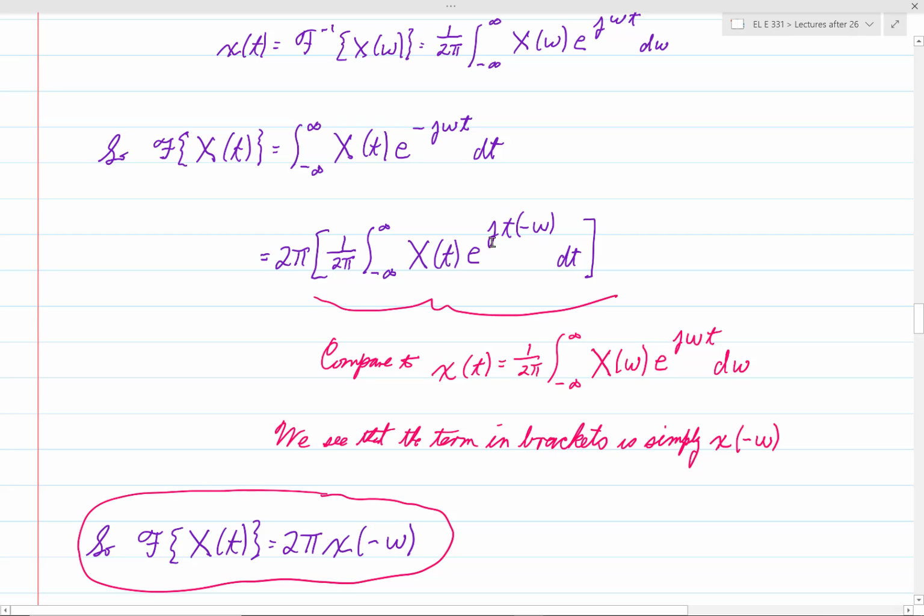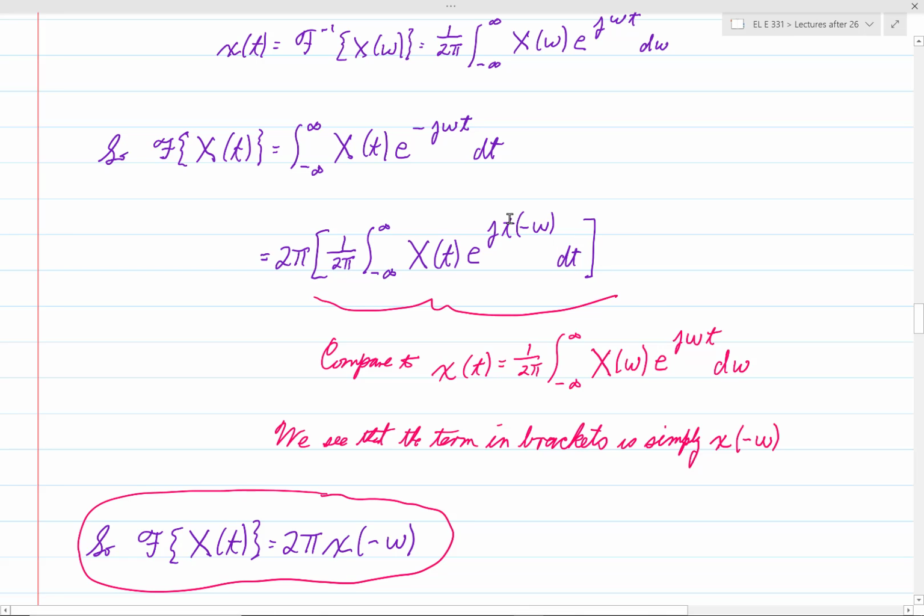See, here the dummy variable of integration is t. Here, the dummy variable of integration is omega. So for those two things, it doesn't matter what you call them. You could call them t and omega, or alpha and beta, or lambda and gamma, whatever you want to call them. But when you integrate this, you get this negative omega, where down here you have t. But otherwise, these expressions are exactly the same.